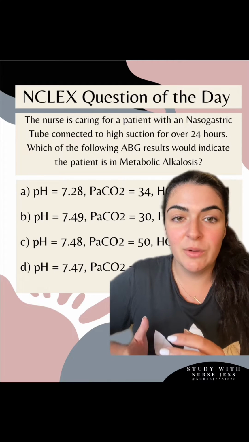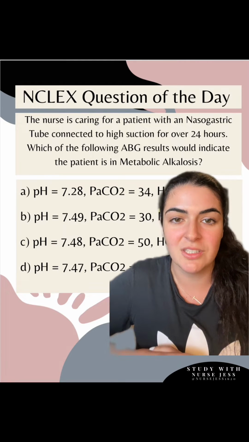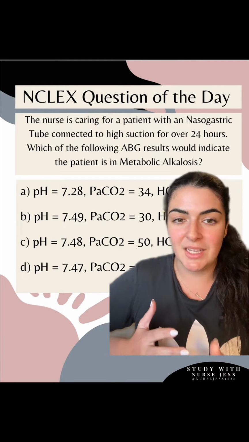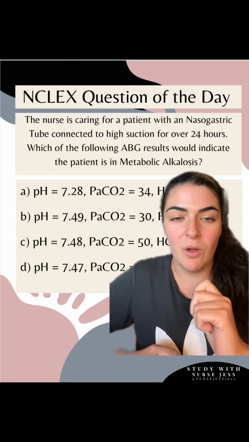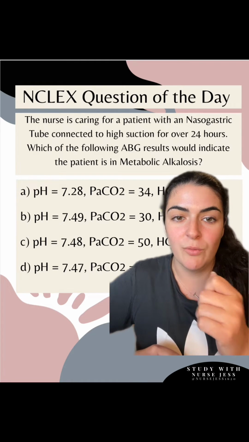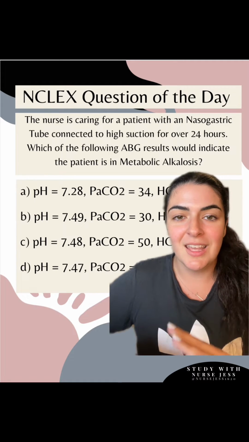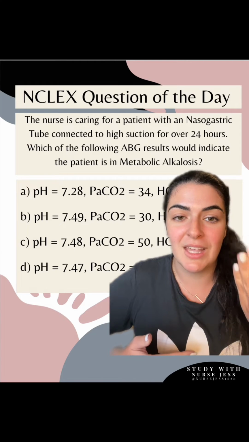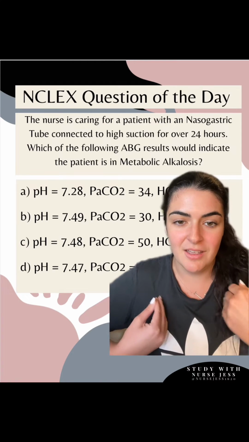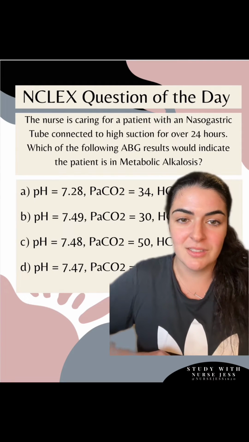Now let's just quickly review how a patient with long-term or high suction nasogastric tube can get into metabolic alkalosis. So alkalosis is basic, and remember that our stomach is extremely acidic. So if I'm removing all my stomach acid through an NG tube for a long period of time or quickly over 24 hours, then I might throw this patient into metabolic alkalosis because I'm removing all of the acid, therefore I am basic. So let's look at these options and see which ones match metabolic alkalosis.